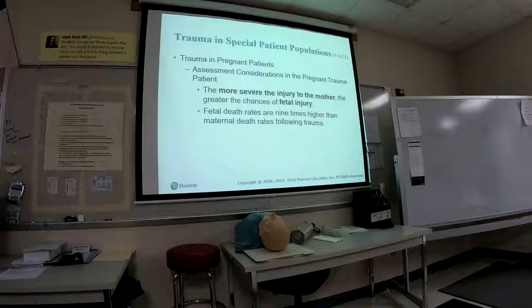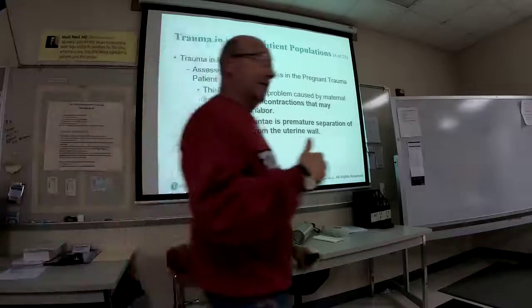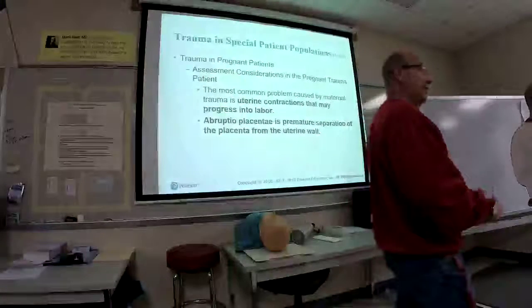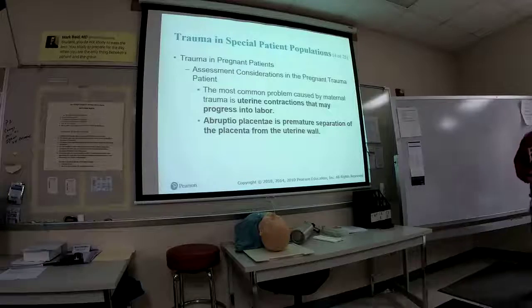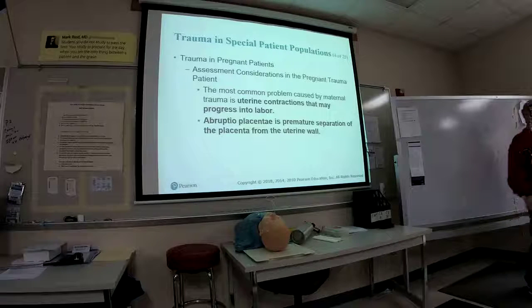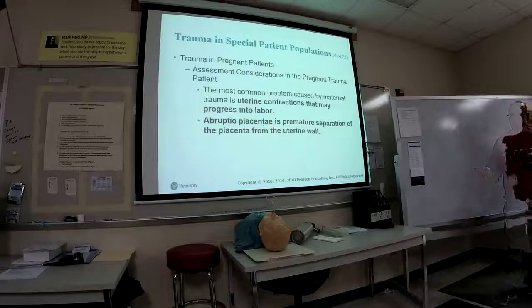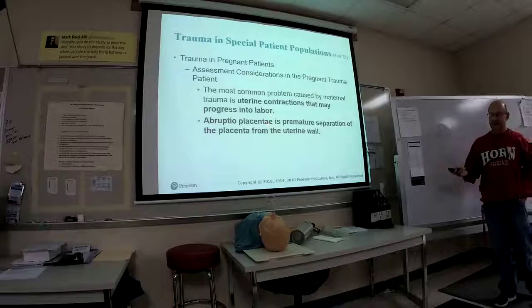So start contractions. If mom is close to term and all of a sudden she's in a car wreck, in the middle of this trauma, she could go into labor. If they're really high, they could sneeze and spit out the baby at that point. Then you also have abruptio placenta, so you can relate it to trauma.